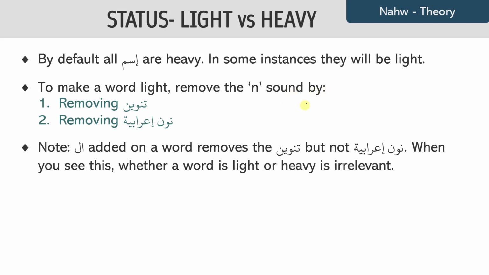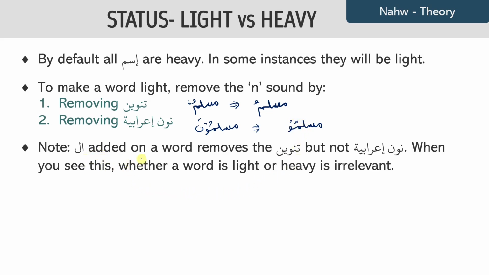Now, what does it mean when a word is light? How do you make a word light? To make a word light, you remove the N sound by either removing the tanween or by removing the nun i'rab. So if you have the word muslimun, if you remove the tanween, you get the word muslimu. So the light version of muslimun is muslimu. As for removing the nun i'rab, if you have muslimuna, if you remove the nun i'rab, you get muslimu, which we have seen in the table already.